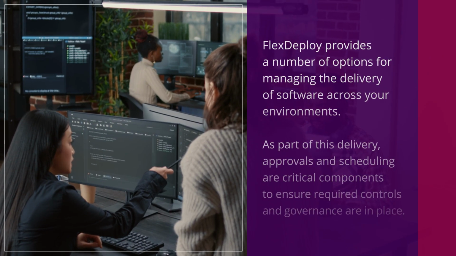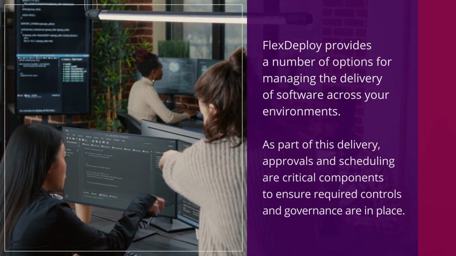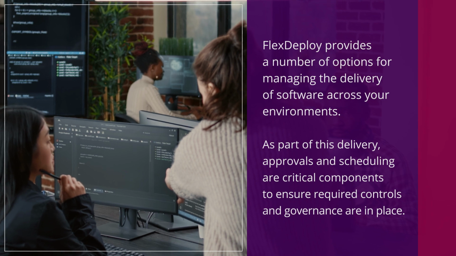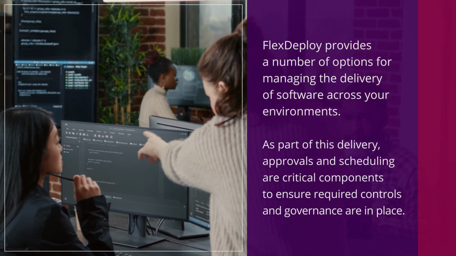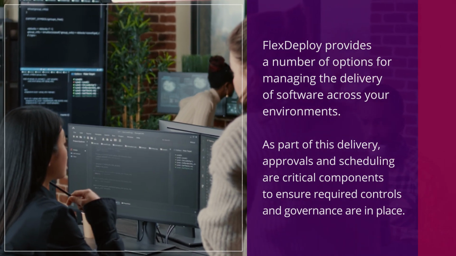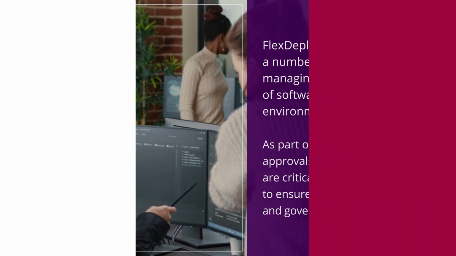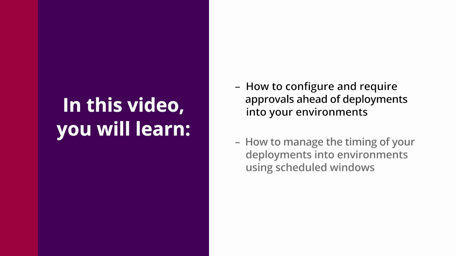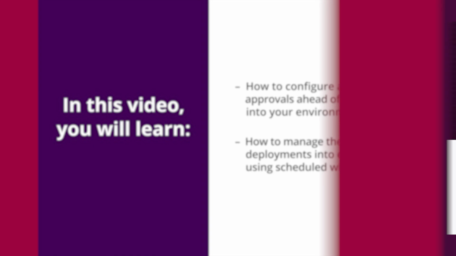FlexDeploy provides a number of options for managing the delivery of software across your environments. As part of this delivery, approvals and scheduling are critical components to ensure required controls and governance are in place. In this video, we will learn how to configure and require approvals that front deployments into your environments. We will also learn how to manage the timing of your deployments into environments using what are called schedule windows.